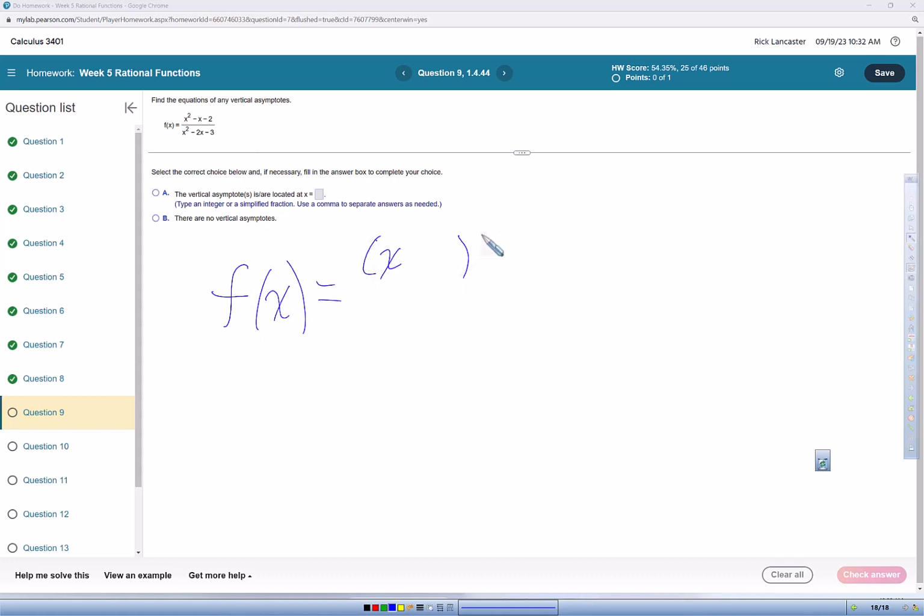So for the numerator, to get x squared, I need an x and an x. I look at the constant sign, and that's negative, so I know I have to have a plus and a minus. The middle term is negative, so the negative number has to be bigger, and this one's just x plus 1 times x minus 2.